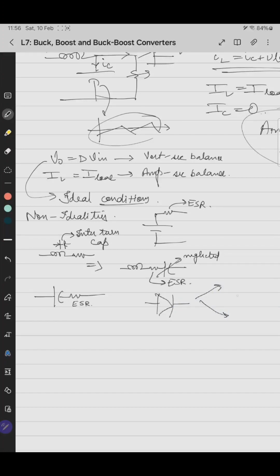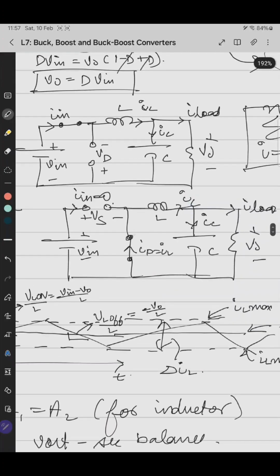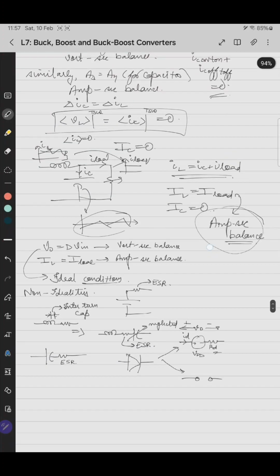How does a diode behave during off time? It is an open circuit. So during the on time, it is like this. This is VD, the drop across the diode, plus minus, and this is RD. This is ID. So during the off time we have considered the diode as ideal, and when the diode is on, there is no ESR or VD. So these are the non-idealities.